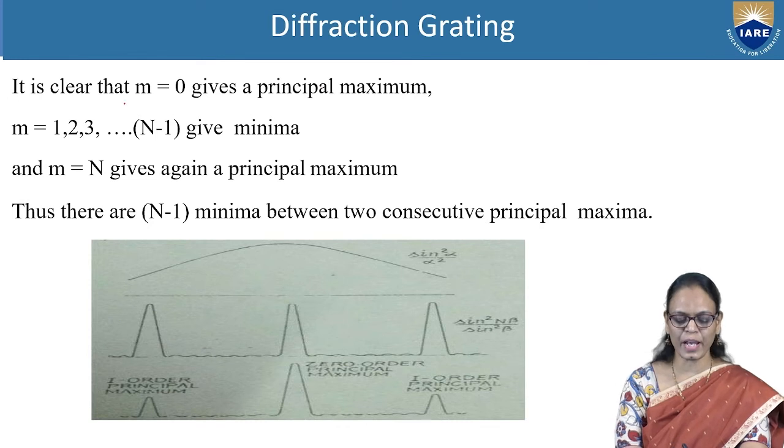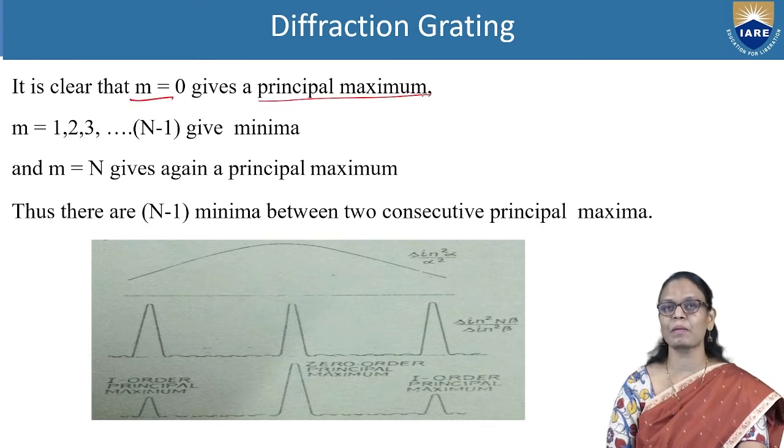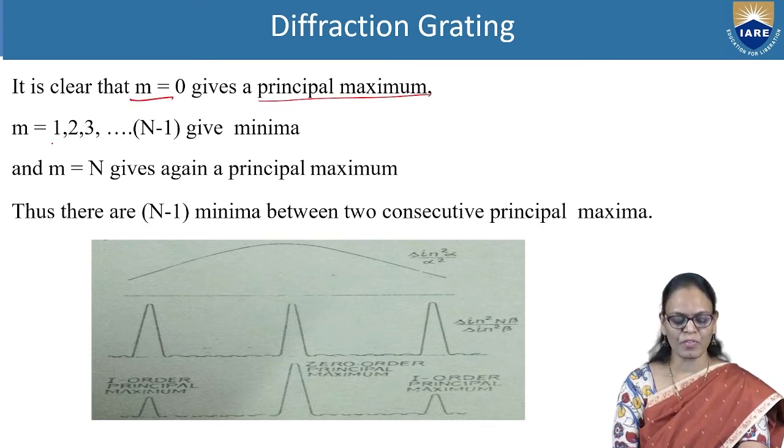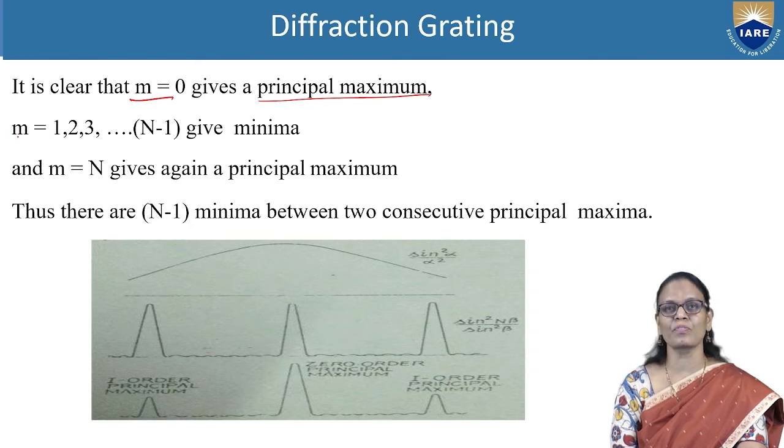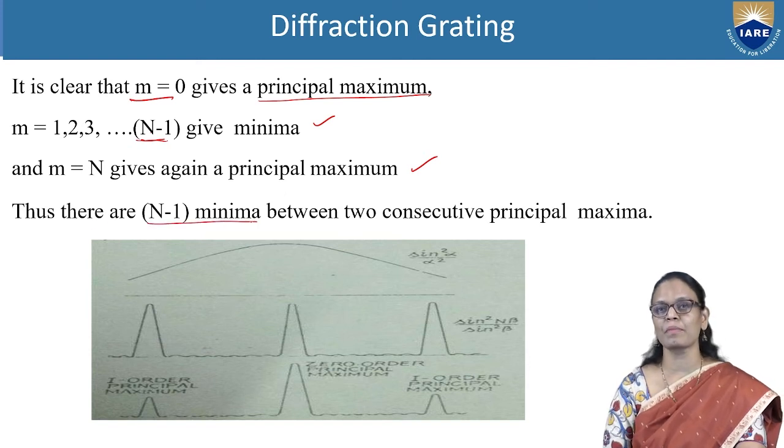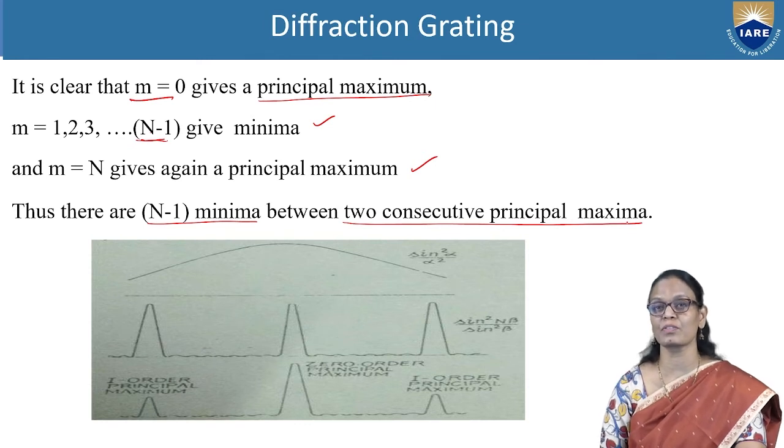Now it is clear that m equal to 0 gives us the principal maxima, and for all values of m, 1, 2, 3 and so on up to N minus 1, we have the minima. For m equal to N, we are getting the principal maxima. So there will be N minus 1 minima between two consecutive principal maxima. That is what we need to understand.